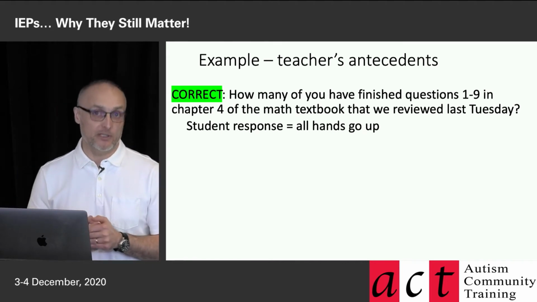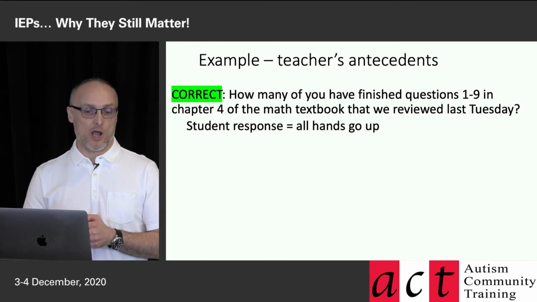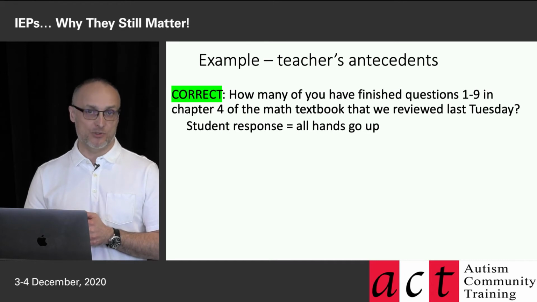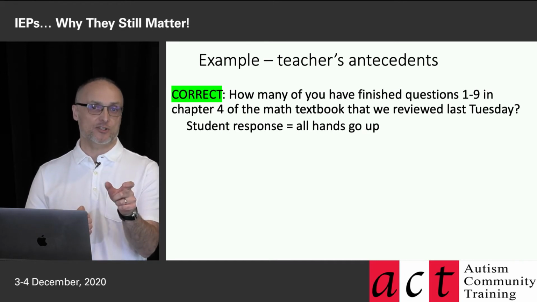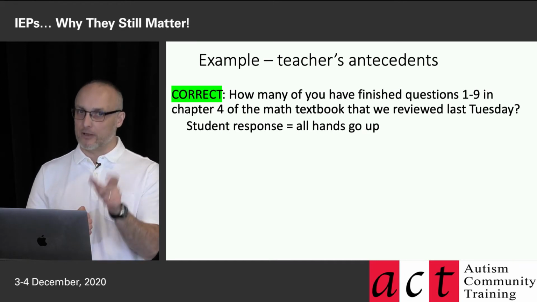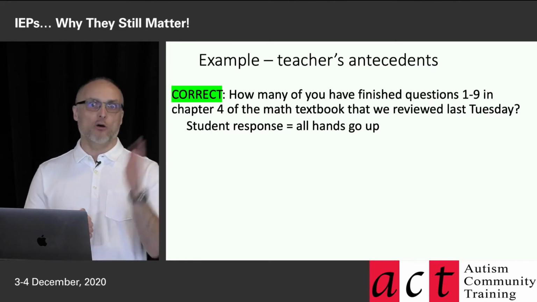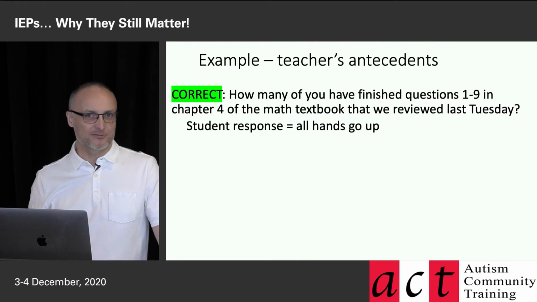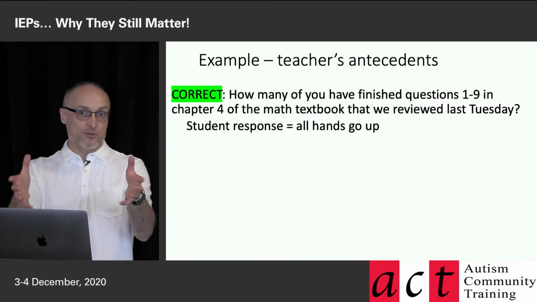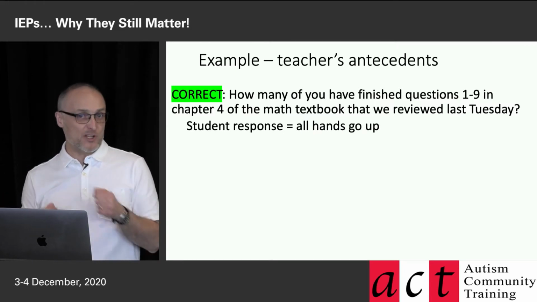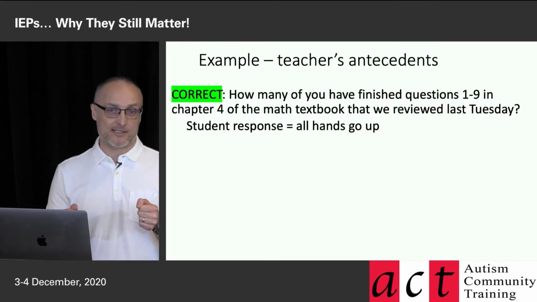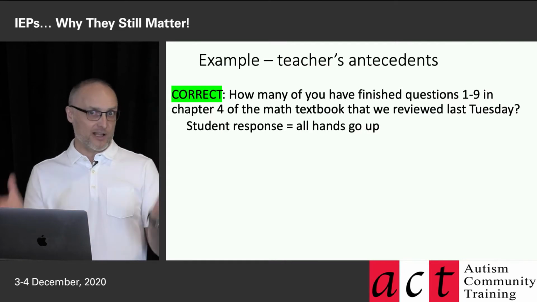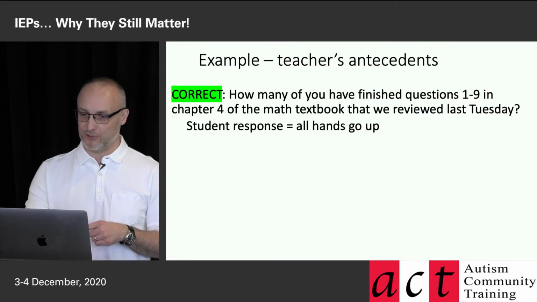Then the teacher says, how many of you have finished questions 1 through 9 in chapter 4 of the math textbook that we reviewed last Tuesday? You'll notice that she secured their attention, she delivered a very clear, unambiguous instruction, and all of their hands go up. And the teacher goes, I'm so blessed to have such a great group of kids this year, right? Well, yeah, great, the students are doing what you want them to do, but you have a lot of responsibility for that because you enabled that success by delivering clear instructions, by having good antecedents as part of that learn unit. Here's a non-example to contrast that.